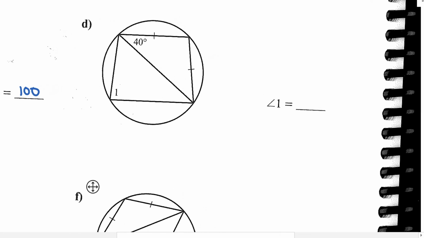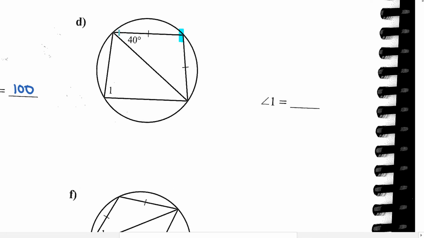Letter D. Okay, so for letter D, you should recognize up here we do have an isosceles triangle. So that corner angle is going to be 40, and this upper angle is going to be 100. That gives you 180. And then these two opposite angles inside, so four-sided shapes inside a circle, they add up to 180 on the opposite ends. So this has to be 80 degrees. And angle 1 is going to be 80 degrees.